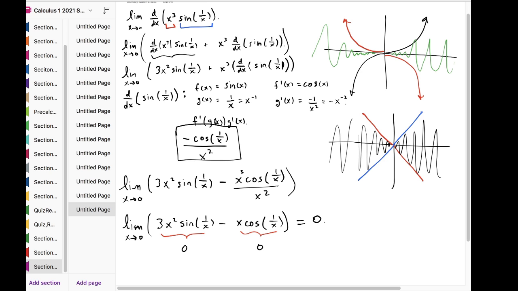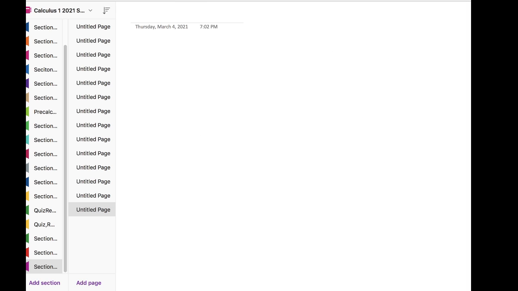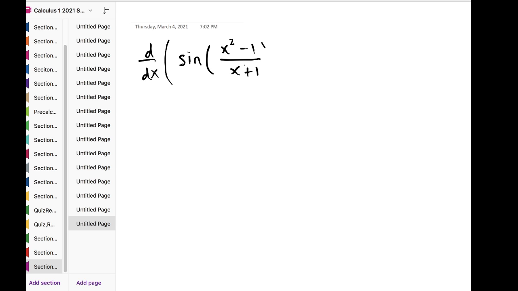Okay, so let's just do more problems. Let's do the derivative of sine of (x squared minus 1) over (x plus 1). Okay. What's my f and g?